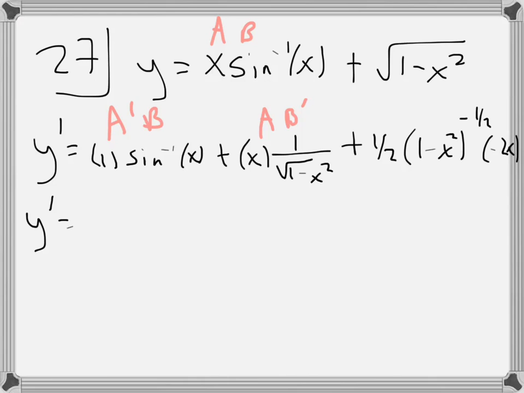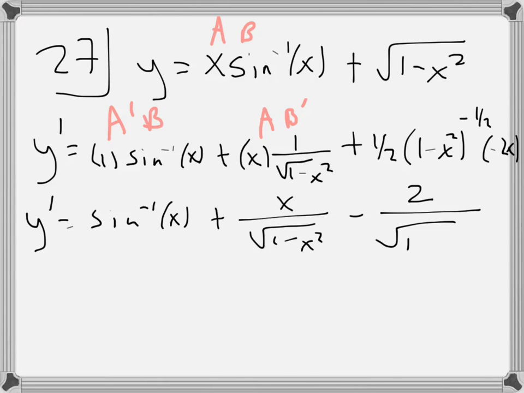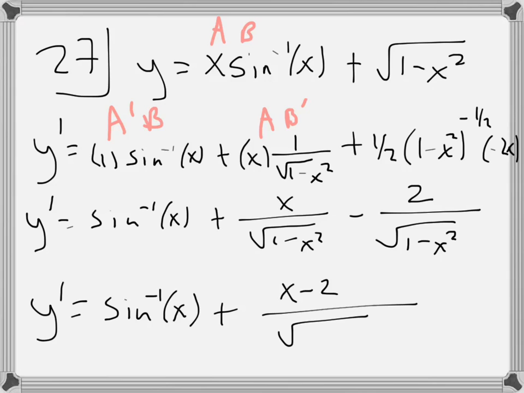So now let's try to simplify this. Well, my first term is just inverse sine. My second term is x over the square root of 1 minus x squared. My last term, the 1/2 and the 2 can cancel. And I can just say minus 2 over the square root of 1 minus x squared. And so the only real simplification to do this time is to combine my second and my third terms. So this is x minus 2 over the square root of 1 minus x squared. And that is your derivative.